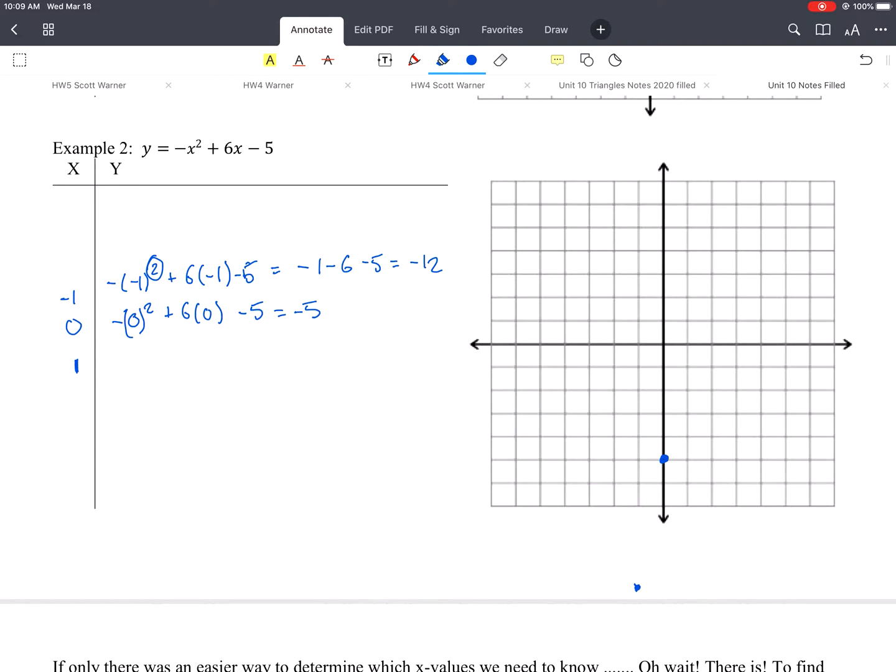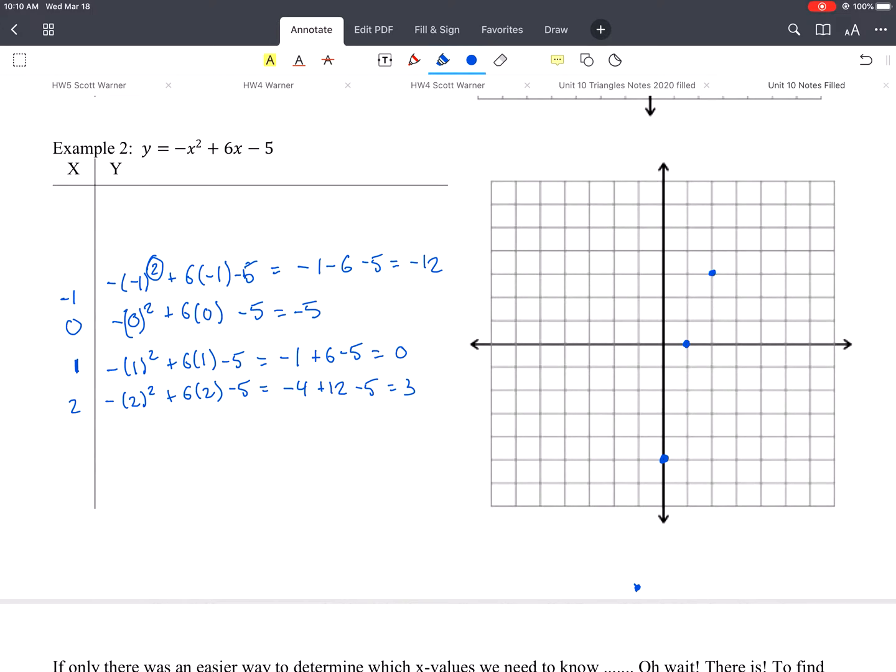So let's try x equals 1. That gives us negative 1 squared plus 6 times 1 minus 5. So that gives you a negative 1 plus 6 minus 5. That gives you 0. So we'd do 3 comma 0. Alright, and then we could try 2. Negative 2 squared plus 6 times 2 minus 5. That gives you negative 4 plus 12 minus 5. And that ends up giving you 3. So we got 2 comma 3.